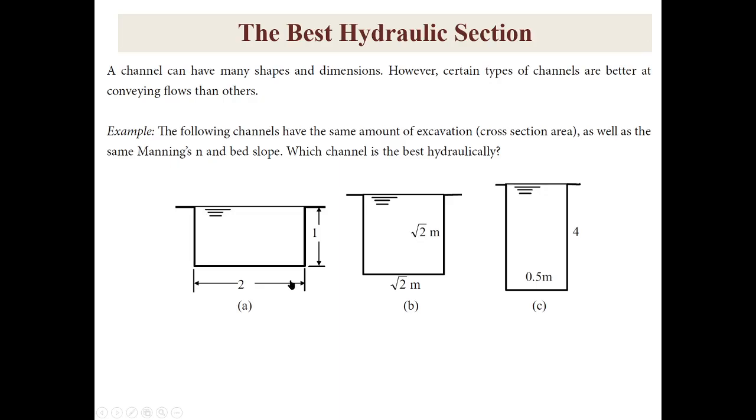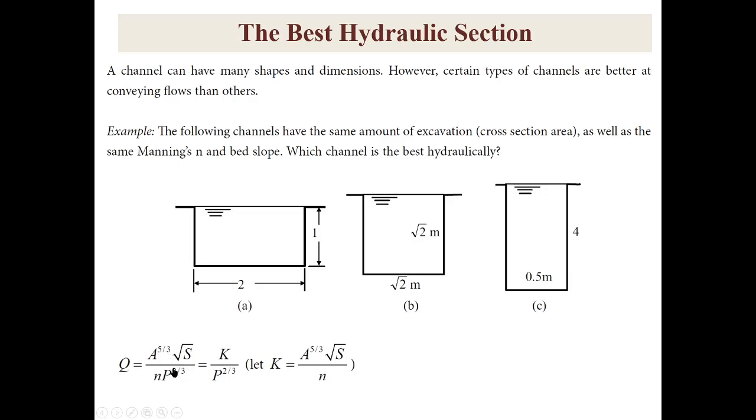Now the question is, which channel is the best hydraulically? What do you think about this? I remember that some students selected this one, some this one, but to be able to answer such a question, we should come back to the definition of discharge and the definition of velocity when we have uniform flow. If you remember, when we have uniform flow, we had the Manning formula to calculate velocity. This is another form of the Manning equation, in which we just multiplied A by V. V in Manning is, you remember, V equals 1 over n, R to the power of 2/3, and S to the power of 1/2.